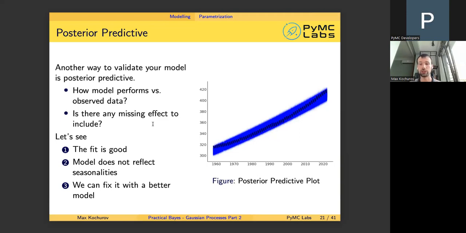And since we didn't include anything related to seasonality, it is not captured and it is clearly visible on the plot. So the next step would be to add seasonality to our initial model and work out the posterior.